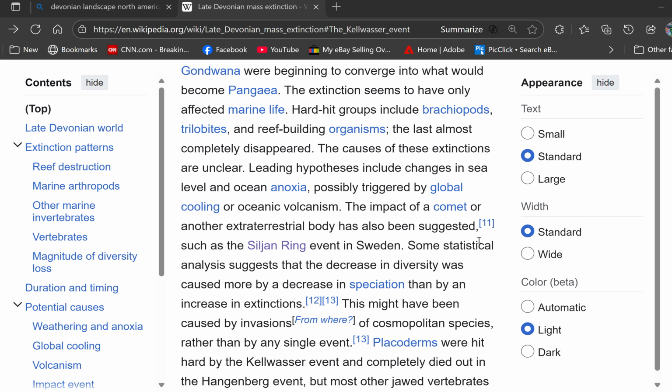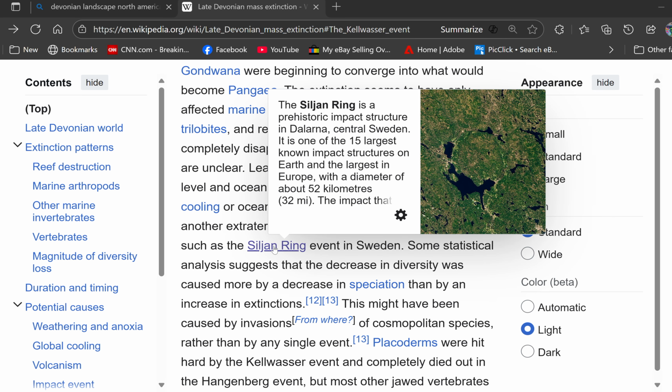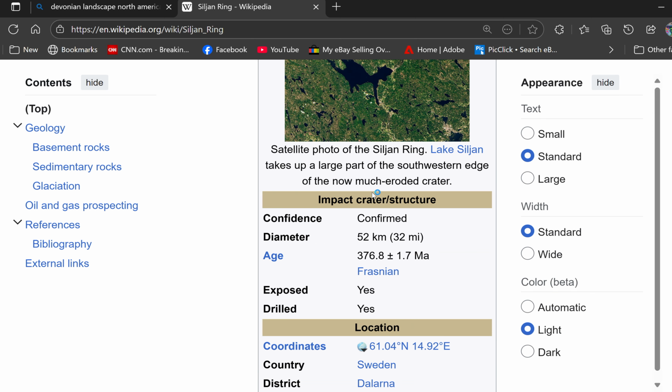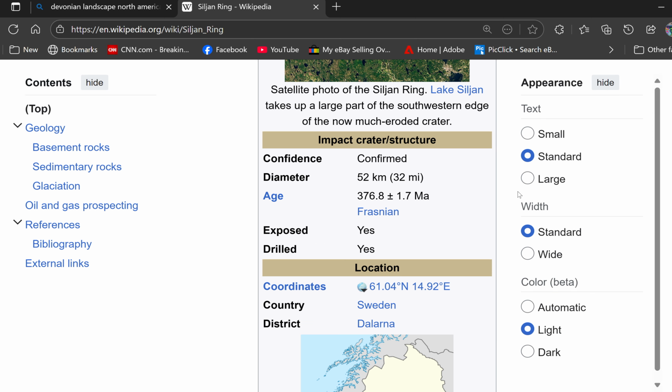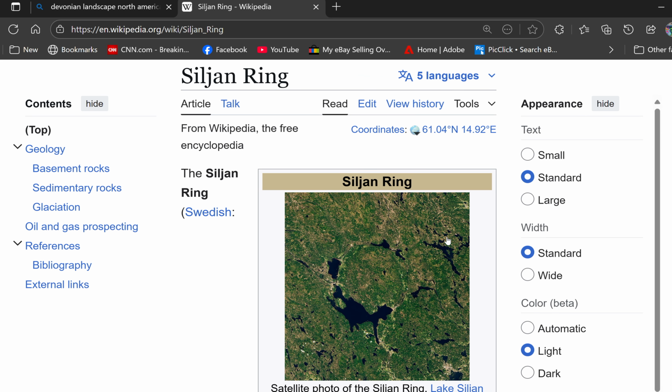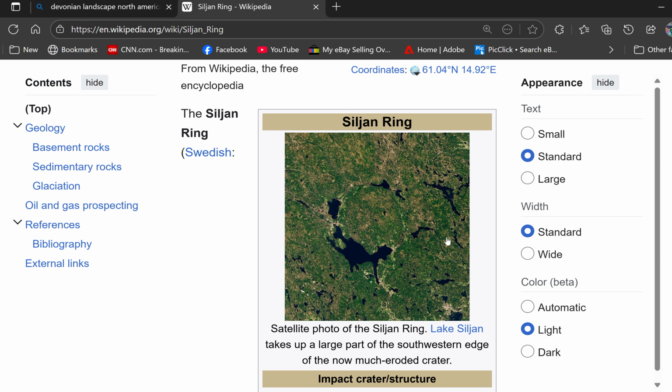You bet it affected things. And look at this. There was a second impact. Remember, the Alamo impact was 377 million. Well, let's look at the Siljan ring that it refers to. Siljan ring, look at the date. 376.8 million years ago. What? They're not connected? Sure they are. How could it not have affected things? You know, baloney. But now let's look at the pictures in question.